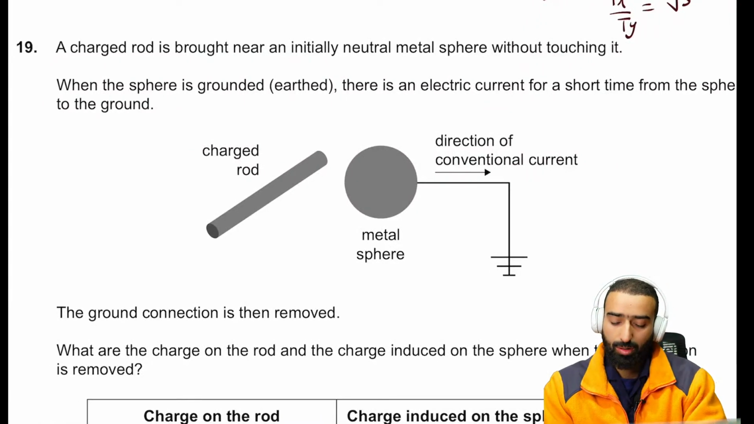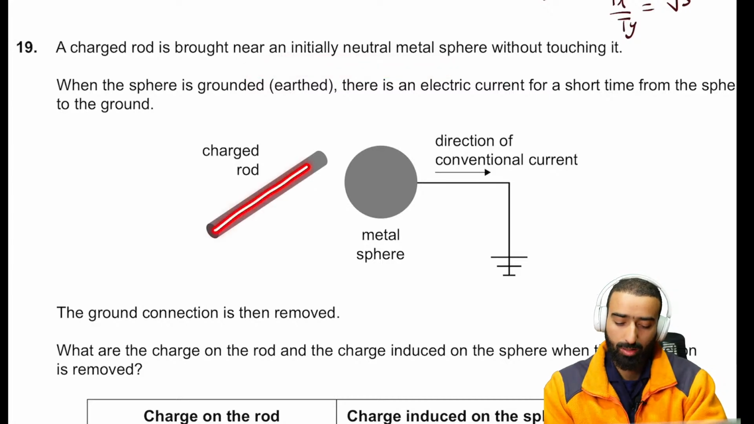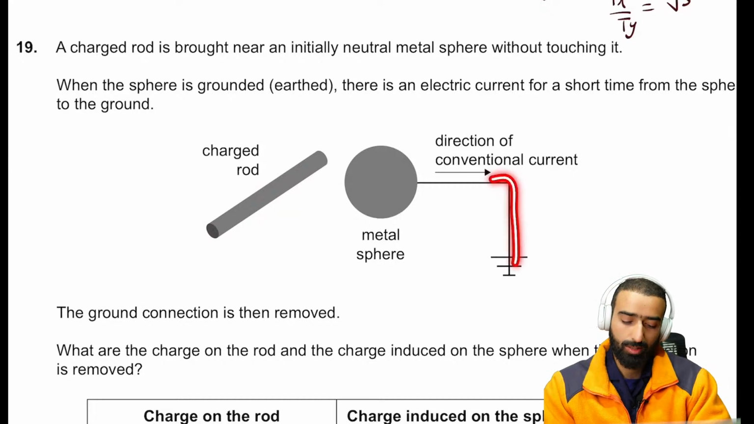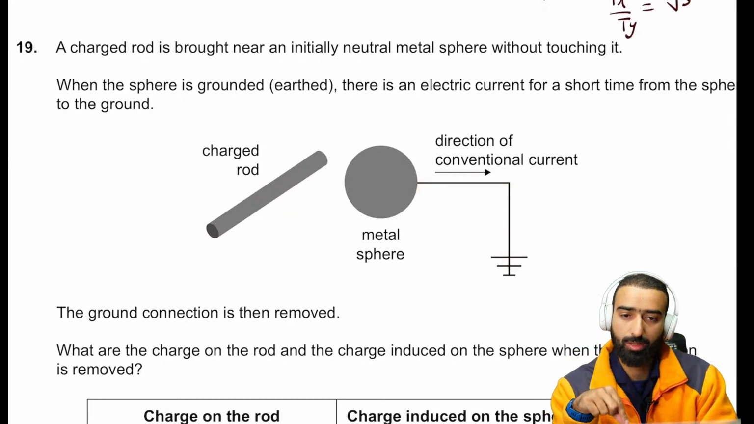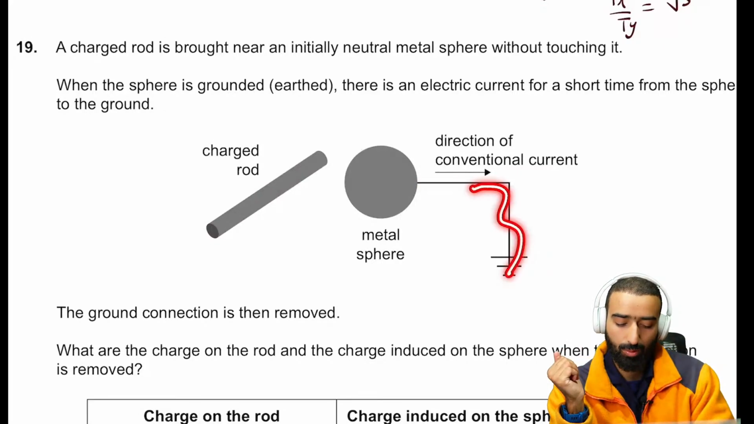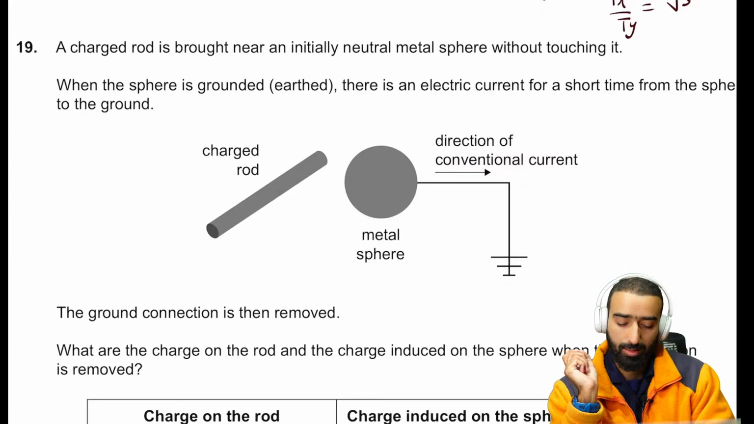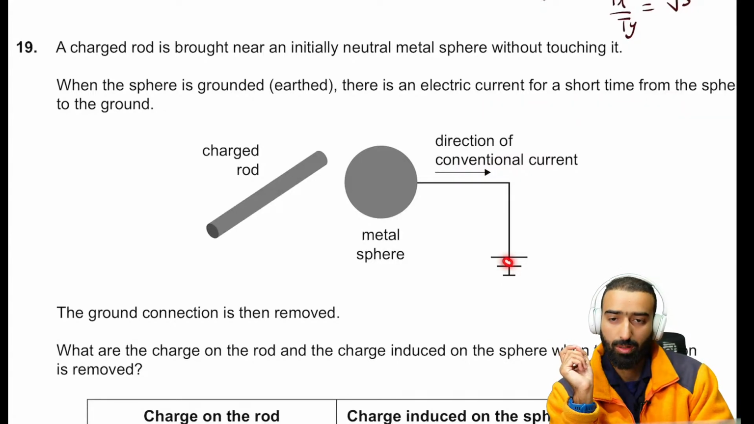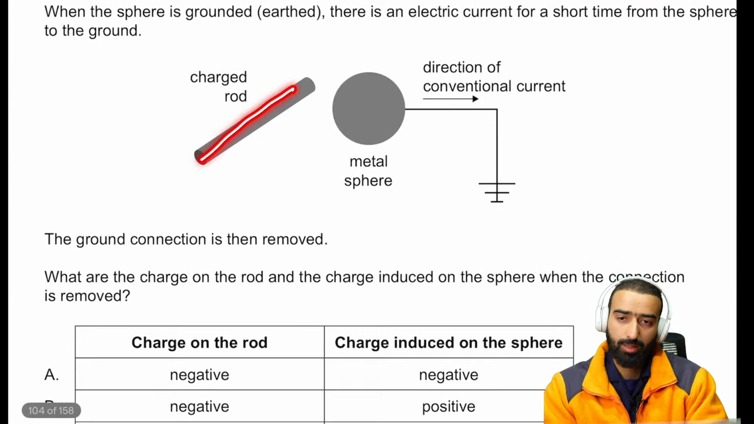A charged rod is brought near a neutral metal sphere. So we bring a charged rod near this neutral sphere. When the sphere is grounded, we mean that this end literally is touching the ground, and charges can flow up or down the wire. Now, what happens is that there's an electric current for a short time between the ground. The ground is then removed. We remove this connection, and we are supposed to find what kind of charges exist on the rod and the sphere.